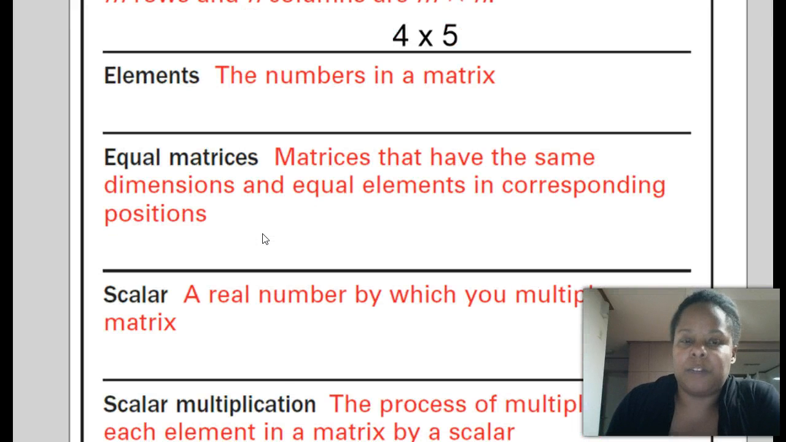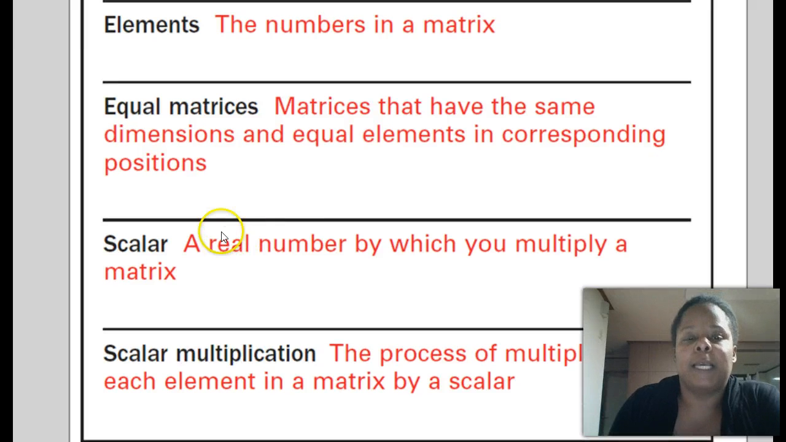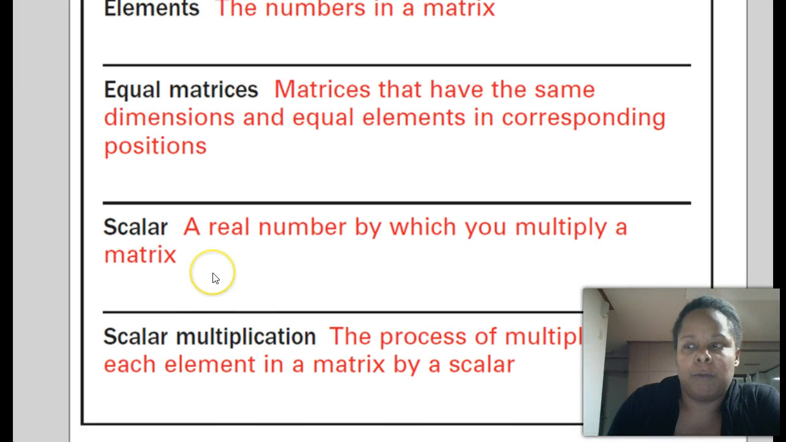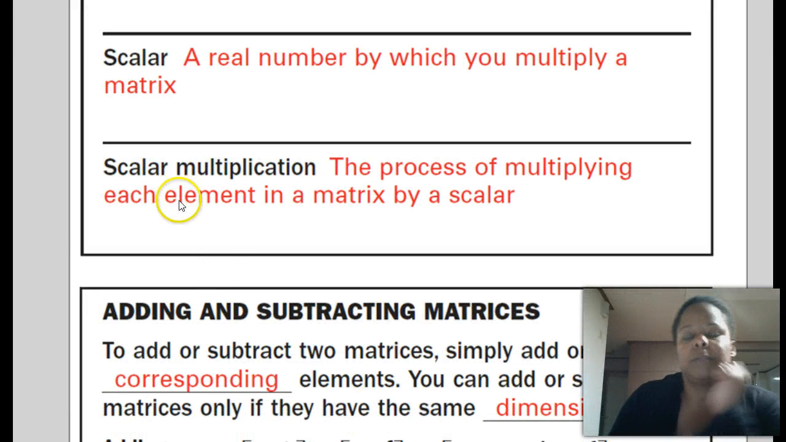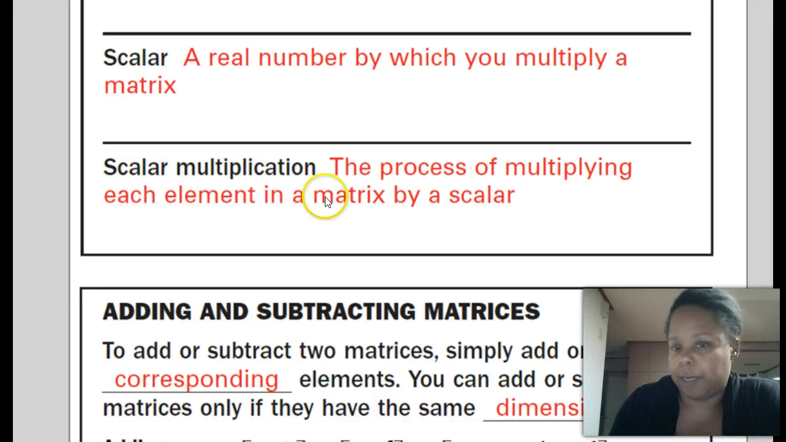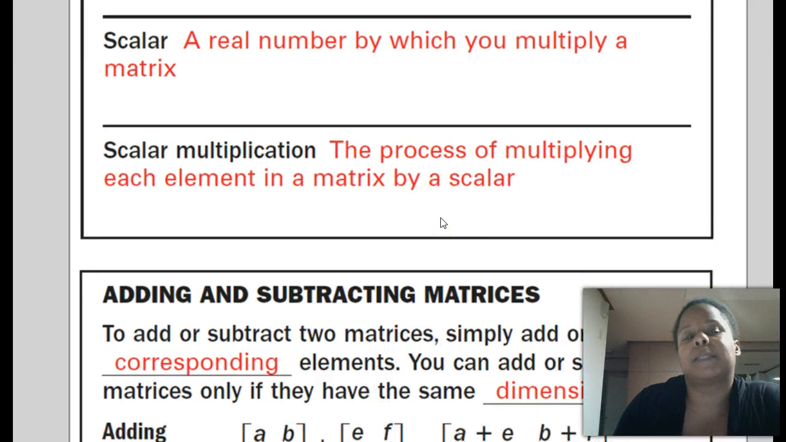Okay? These are some other definitions we're not going to really use as much: equal matrices, which have the same dimensions and the same elements in corresponding positions. And we'll talk about that a little bit later. A scalar is just a number that you multiply by a matrix. And when we do operations with matrices, it's very easy, because when you multiply a number by a matrix, all you're doing is multiplying each element in the matrix by that scalar number that you picked. We'll look at some examples.